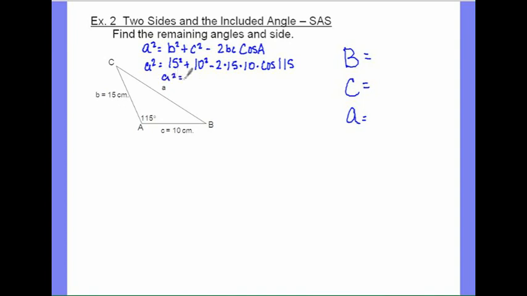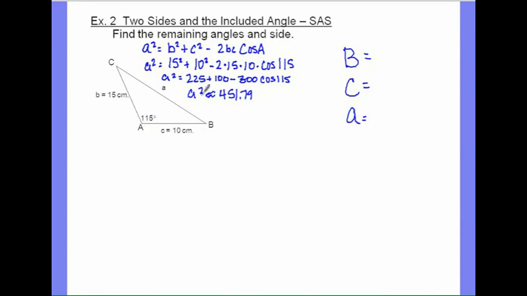So let's finish up here. A squared equals, let's go through one more step. This is 225 plus 100 minus 300 times cosine of 115. Now if you calculate all of that, A squared is approximately 451.79.